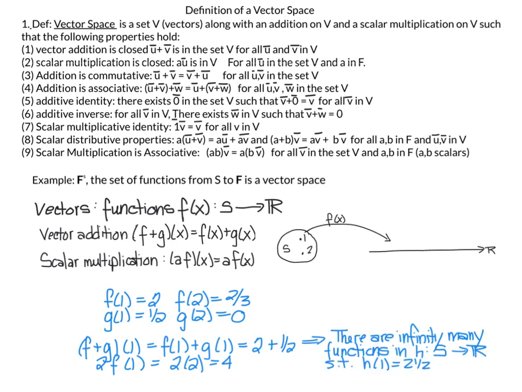So the first thing then I'm going to say about closure of addition is that there are infinitely many functions, and I'll just call those functions h, that map from S to the real number line such that h of 1 is equal to 2 1/2.